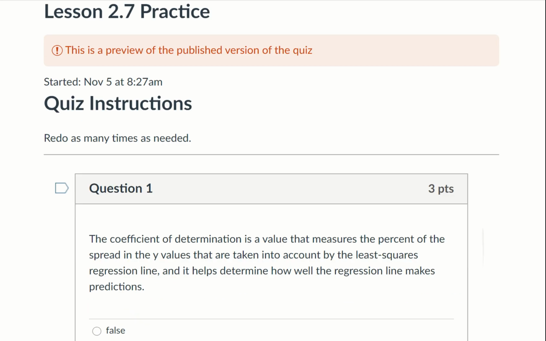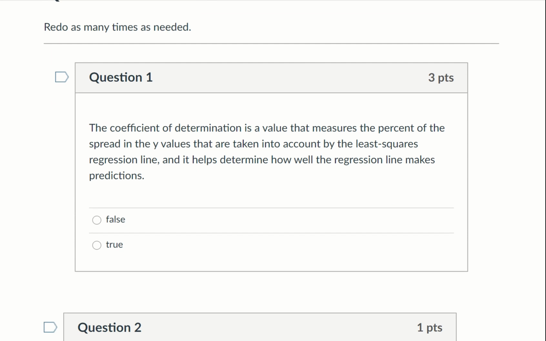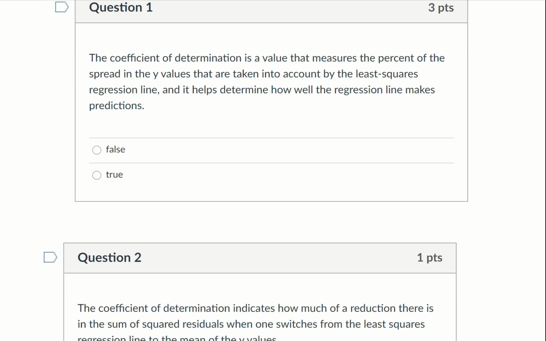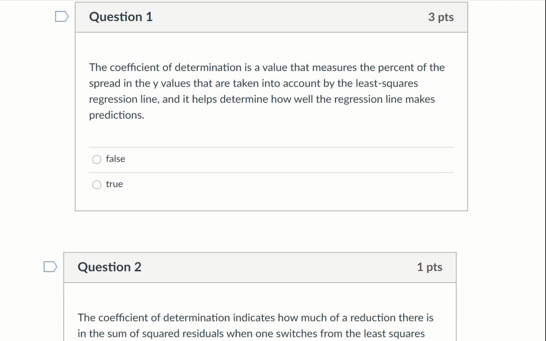This practice is about coefficient of determination, assessing regression models. We also discuss standard deviation of residuals, and we talk about residual plots. So the first few questions are conceptual questions, true or false.